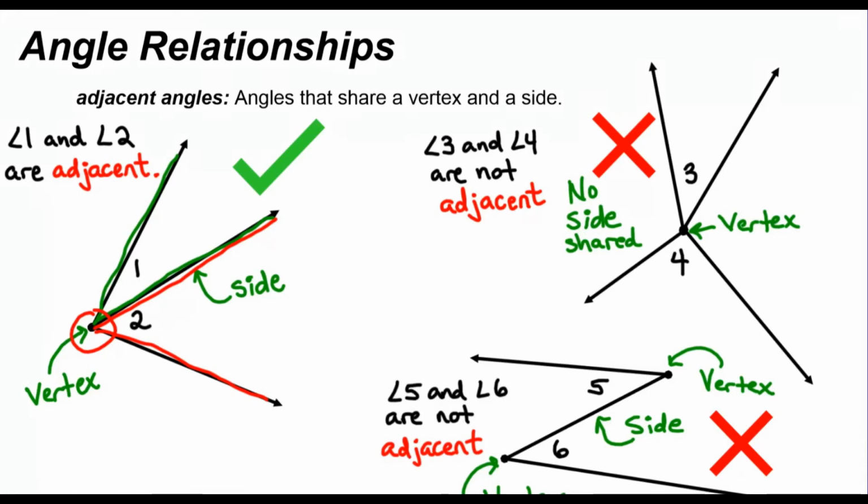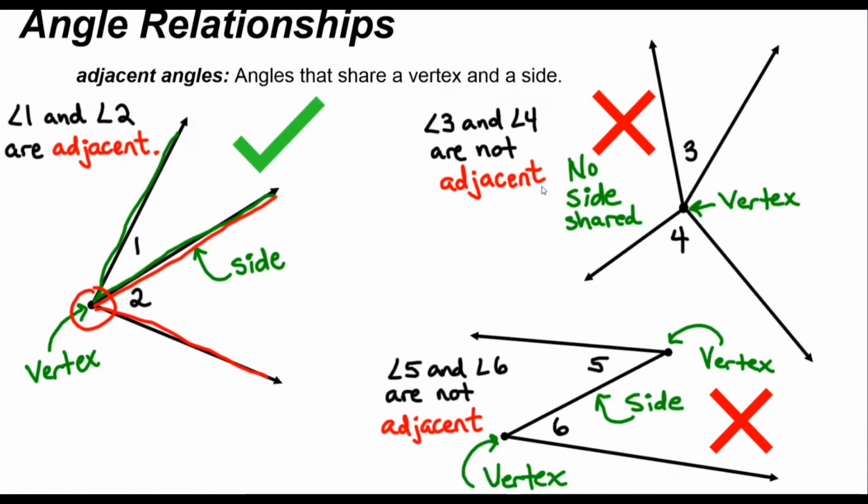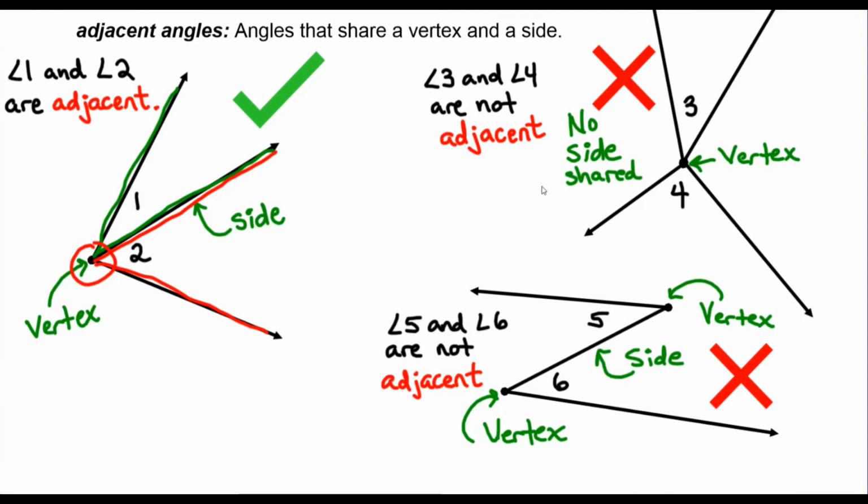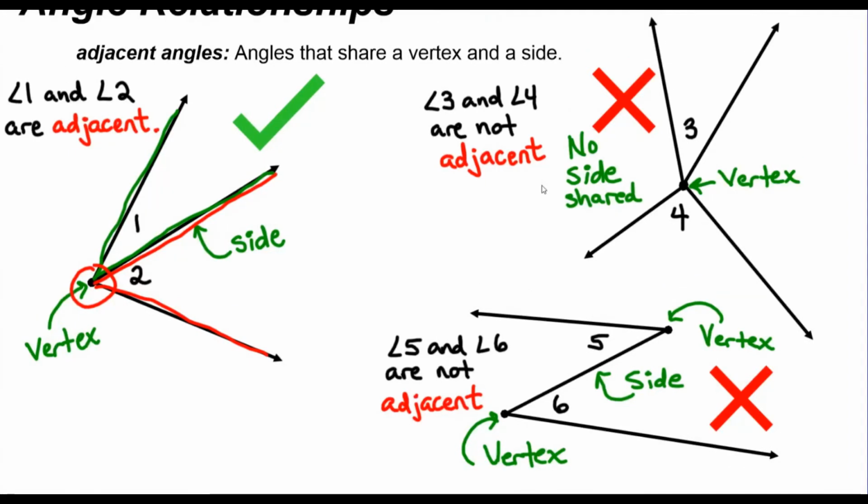Let's look at a couple of examples of angles that are not adjacent. Angle 3 and angle 4 are not adjacent. They do share a vertex, but angle 3 is formed with these two lines, and angle 4 is formed with these two lines, so they do not share a side. They share a vertex, but no side is shared. So angle 3 and angle 4 are not adjacent.